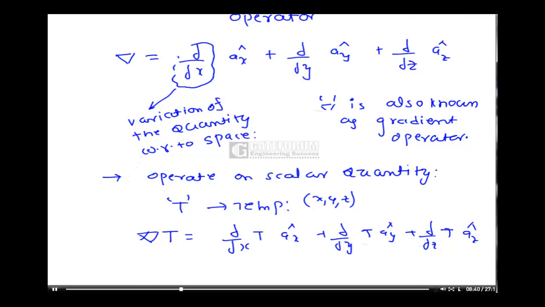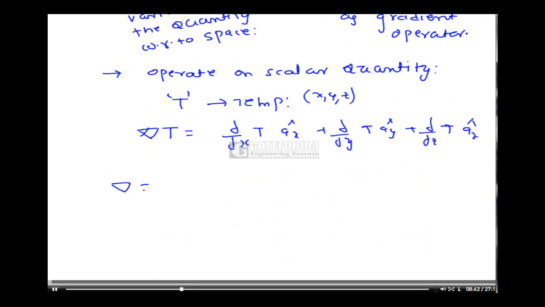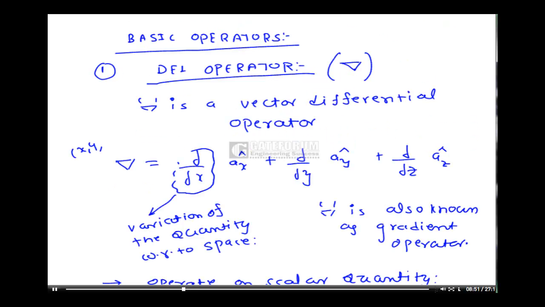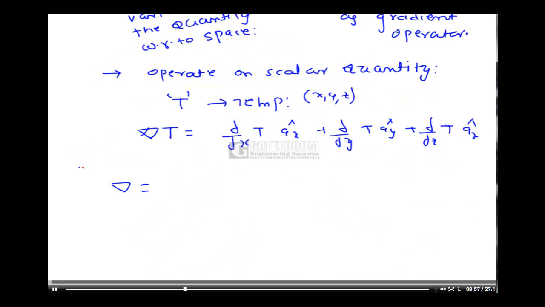It is in the Cartesian coordinate system. Suppose I define del in the remaining systems also, that is cylindrical and spherical coordinate system. So del is equal to, here in terms of x, y, z, dou by dou x ax, dou by dou y ay plus dou by dou z az. Similarly, cylindrical means rho, phi, z. So because of rho, d by d rho a rho plus phi.